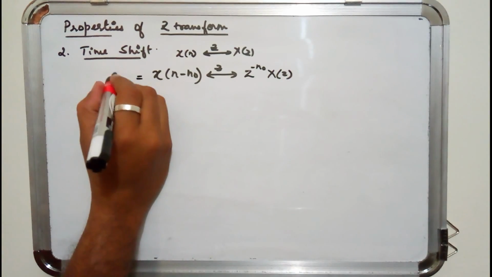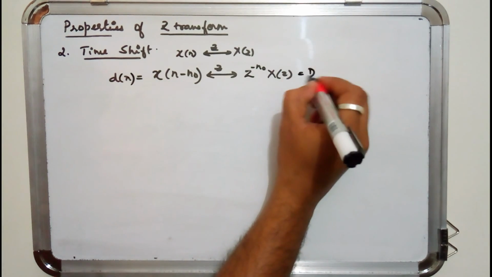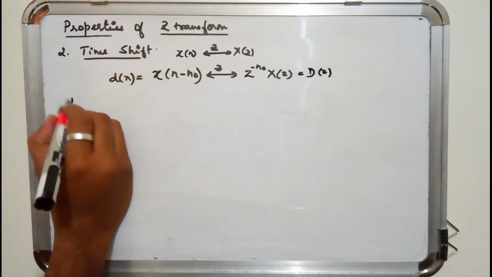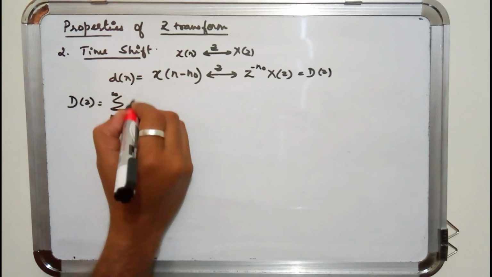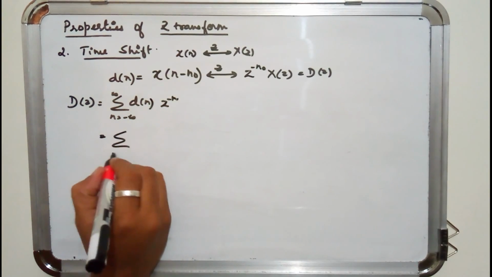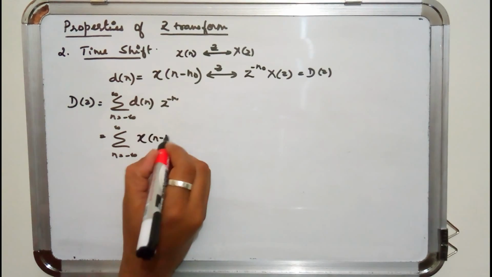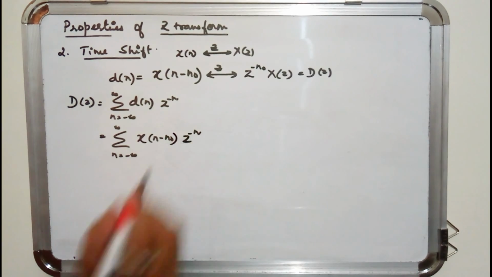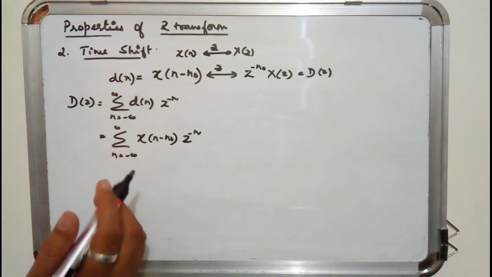I will take this as d of n, this as D of z. So what is D of z? Summation n equals minus infinity to infinity d of n z power minus n. So summation n equals minus infinity to infinity, where d of n is x of n minus n naught, z power minus n. By now you should be knowing how to prove this.